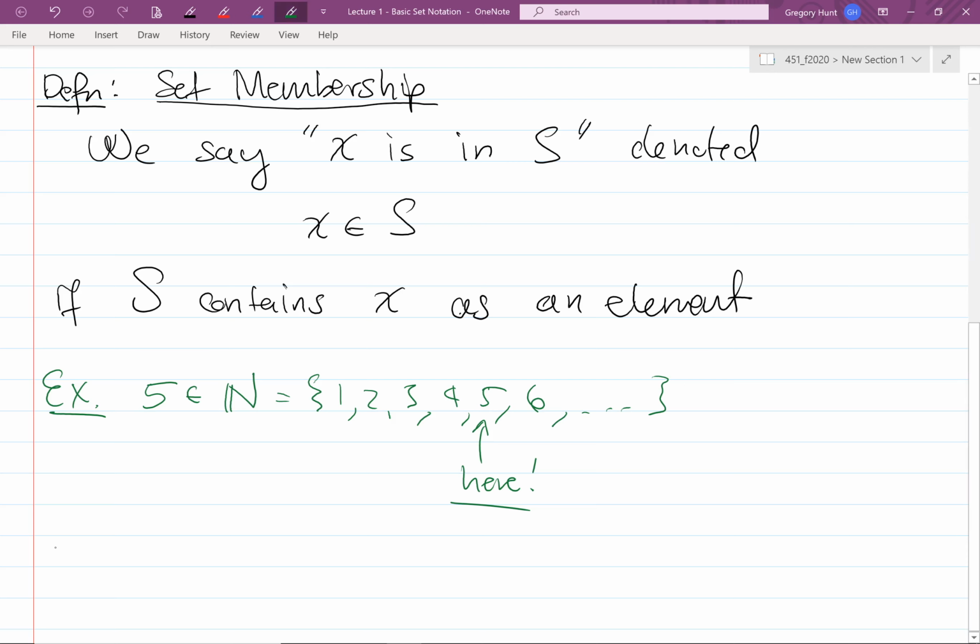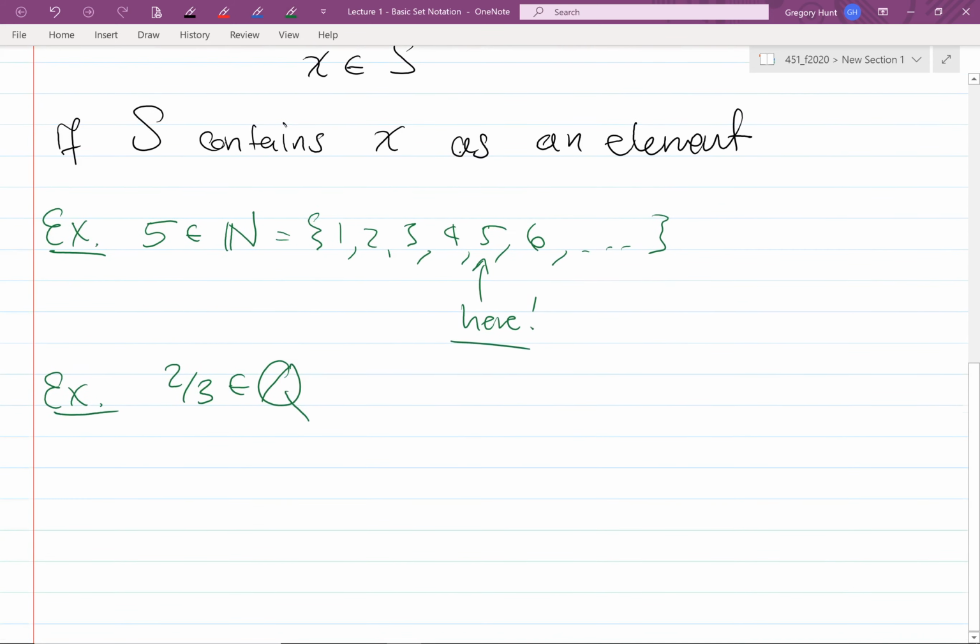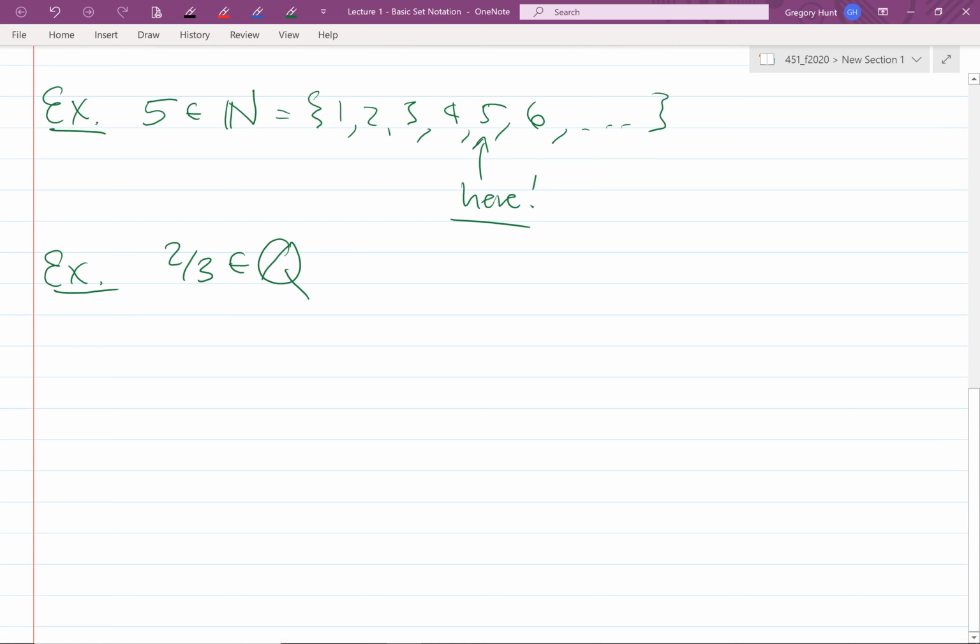Other things we could say is that, say, 2/3 is in Q, as defined above. 2/3 is a rational number. And we could also ask, is 2/3 a natural number? No. And so we could cross out the containment symbol, that kind of backwards U thing, and this is read as, quote, not in. So you would read this as 2/3 is not in the natural numbers. Okay, so basic set membership.